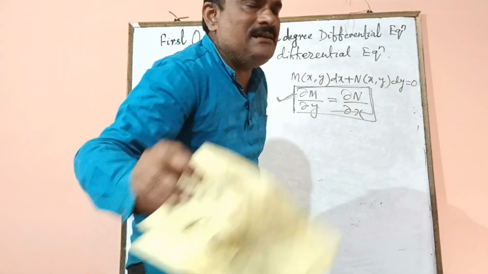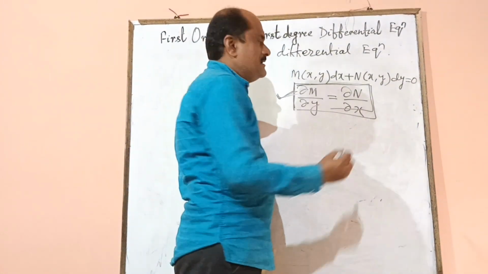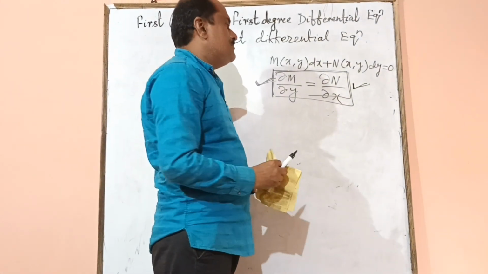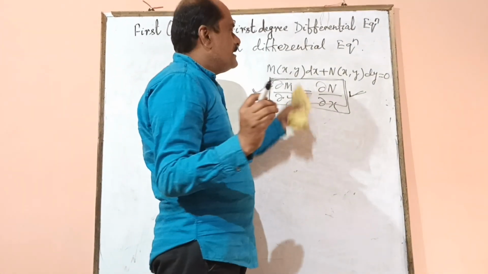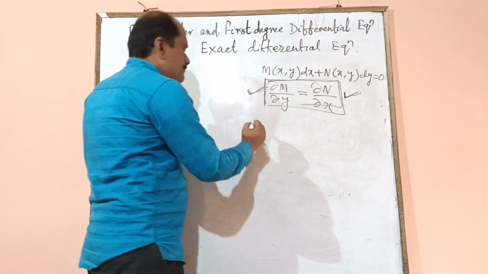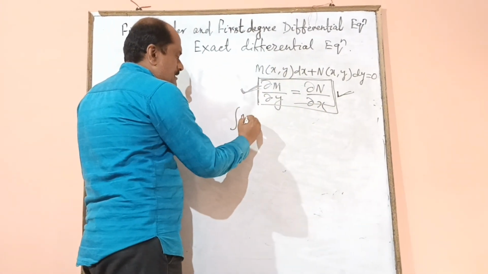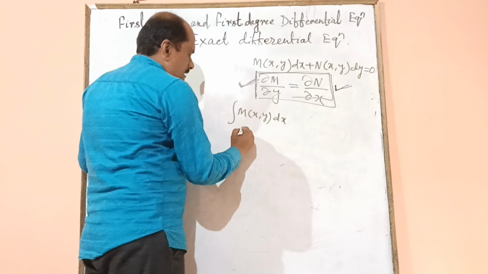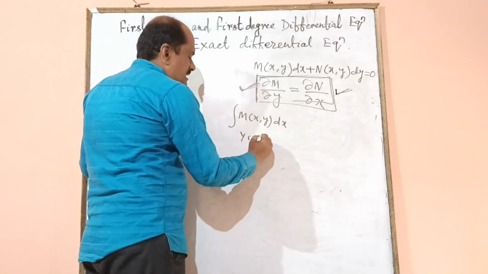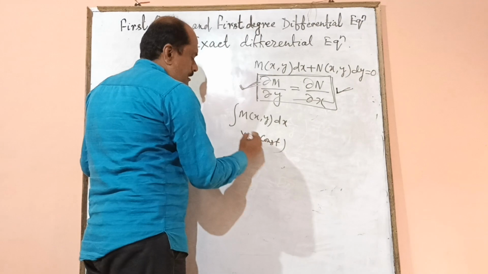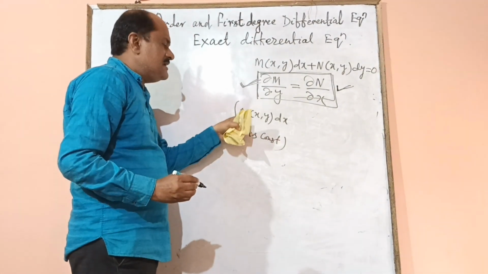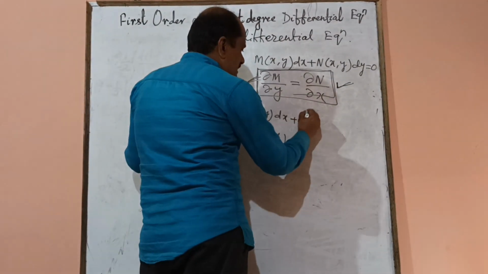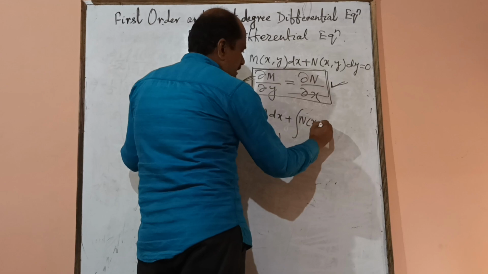If an equation is exact, that means it satisfies this condition, how do you get its solution? The formula for getting the solution of the differential equation is the integration of M(x,y) dx. In this integration, y is treated as constant and x is the variable. Plus the integration of N(x,y) dy.